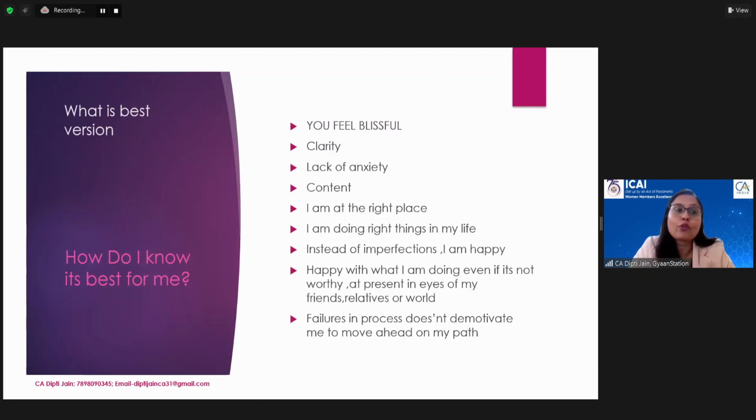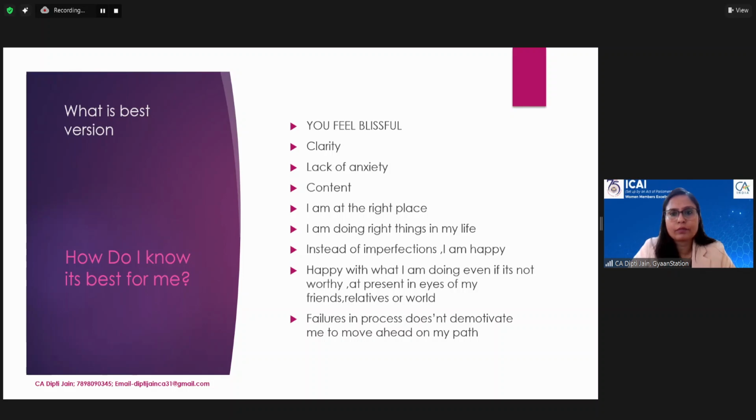So after going through all this, how will I feel that this is the best version of me? How do I know that, yes, this is the best for me? You feel blissful after doing that. There's a feeling of goodness. You feel you have more clarity in life. There's a lack of anxiety, and there's self-contentment. And you always feel I am at the right place.